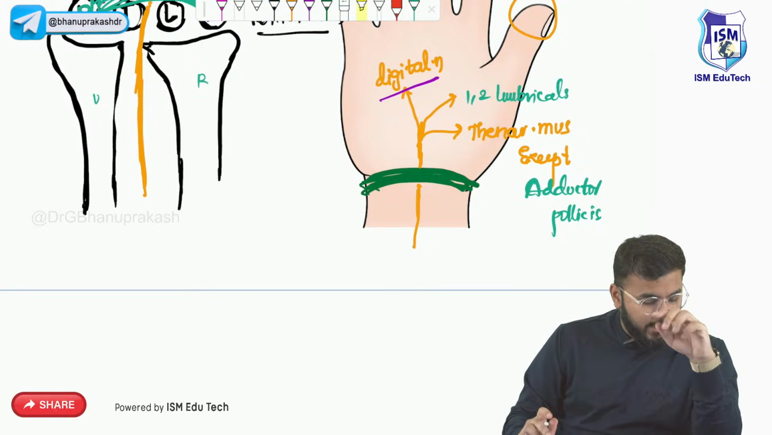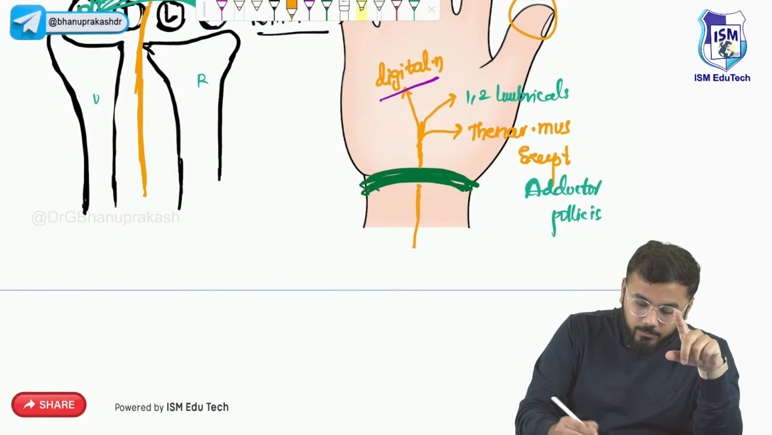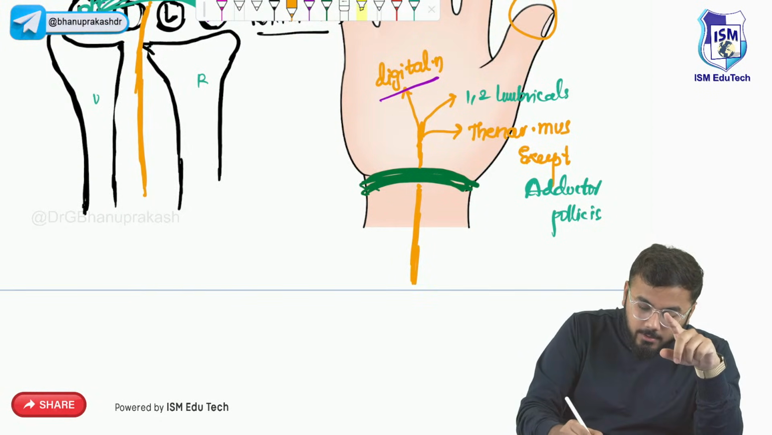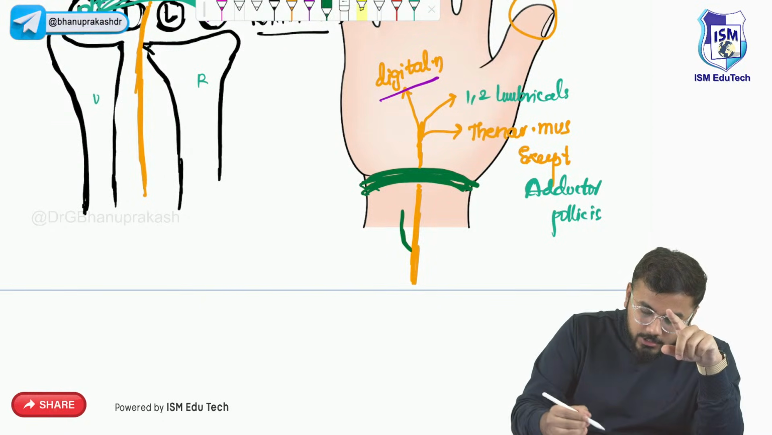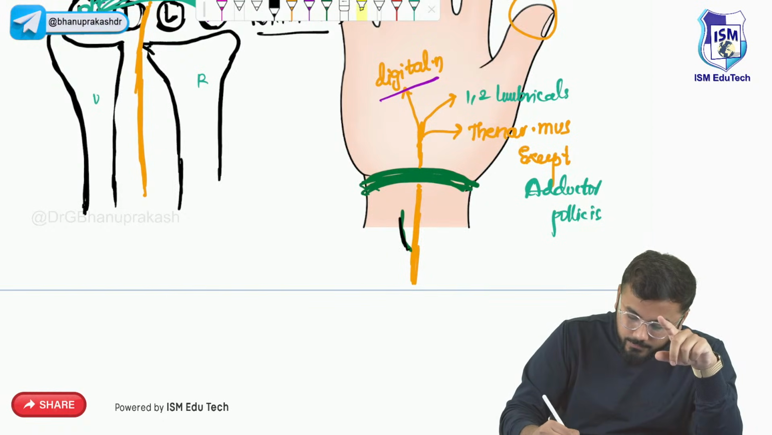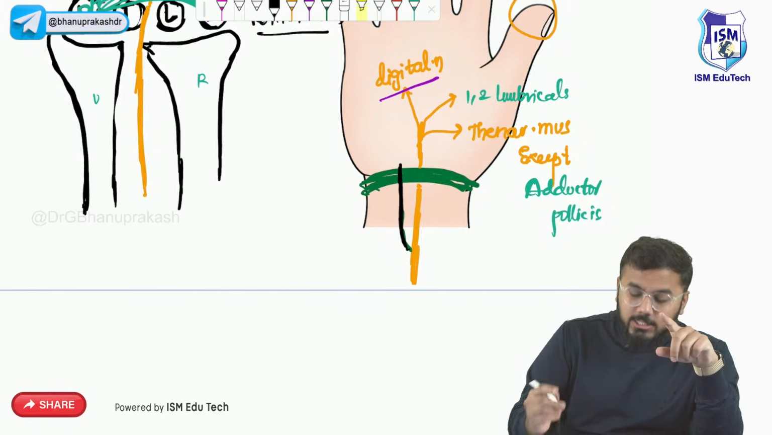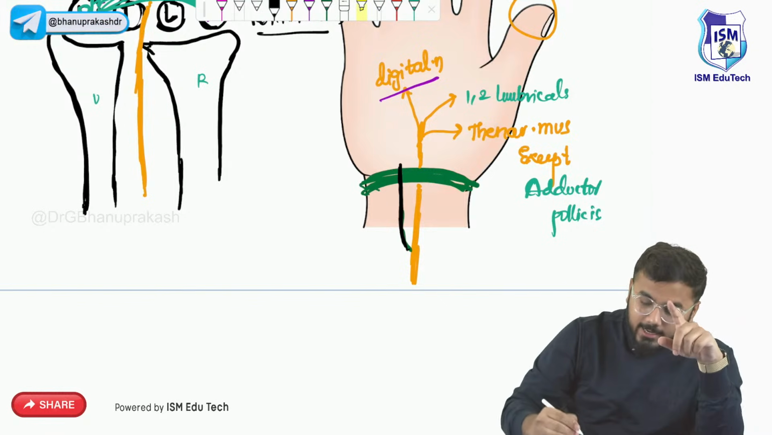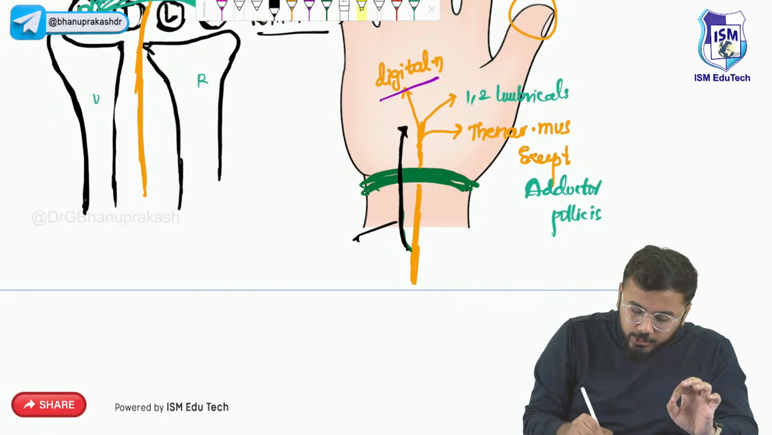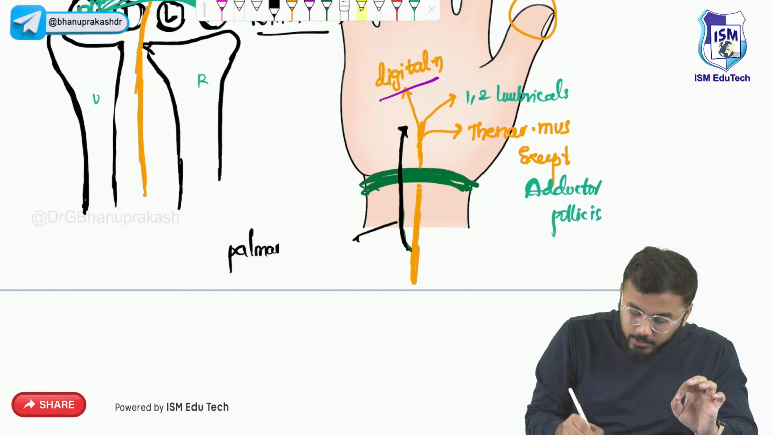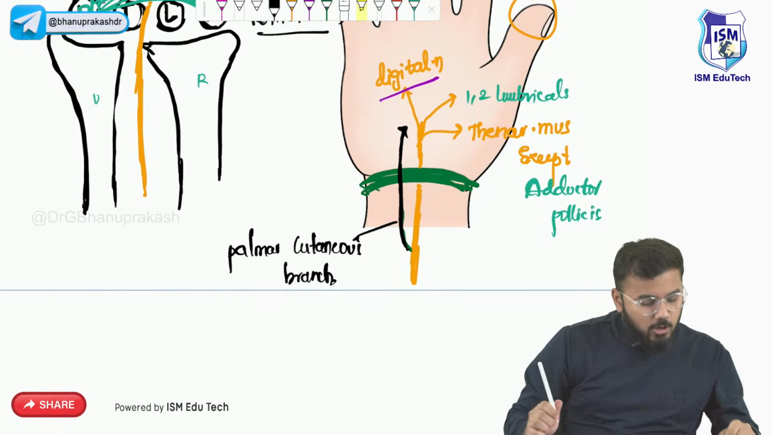Because a very important clinical point is going to come now. Look here now. This is your median nerve, right? From this point, there is a branch that goes all the way like this. Now this branch passes over the roof of the flexor retinaculum and supplies your palmar region. This branch you call the palmar cutaneous branch.